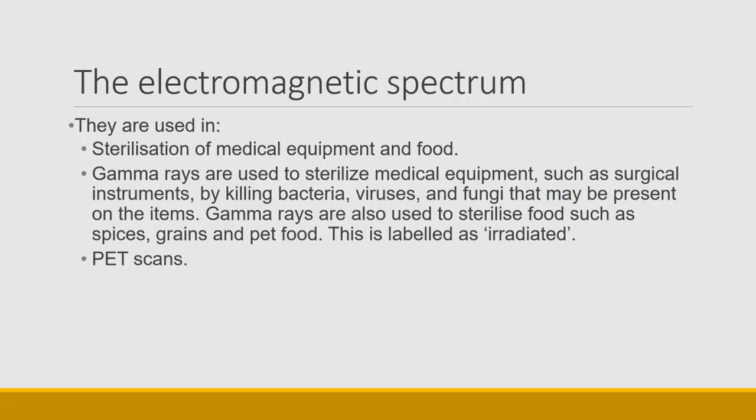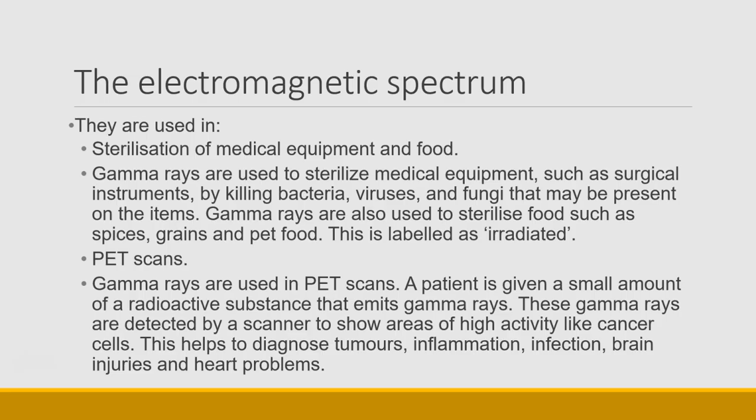Gamma rays are also used in PET scans. Now, in the case of a PET scan, a patient is given a small amount of radioactive substance that emits gamma rays inside the body, and then these gamma rays are detected by external scanners to show areas of high activity. So, for example, cancer cells are areas of high activity. So gamma rays in PET scans help to diagnose tumors, inflammation, infection, brain injuries, and heart problems. In the same way that X-rays are used in CT scans, gamma rays are used in PET scans, and they're both able to help detect cancer.